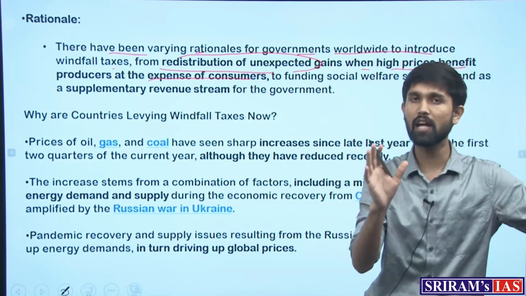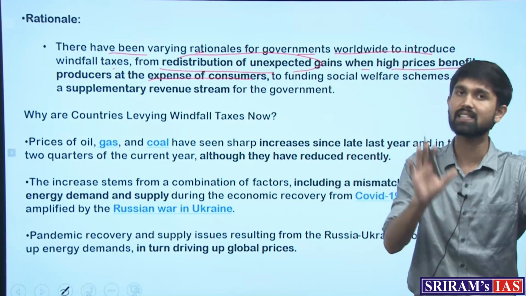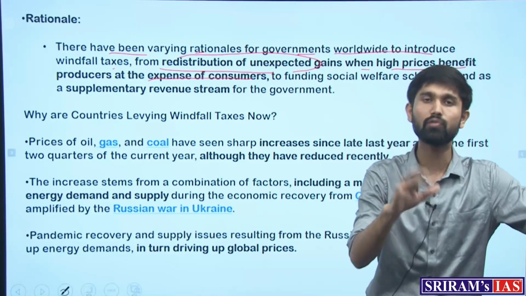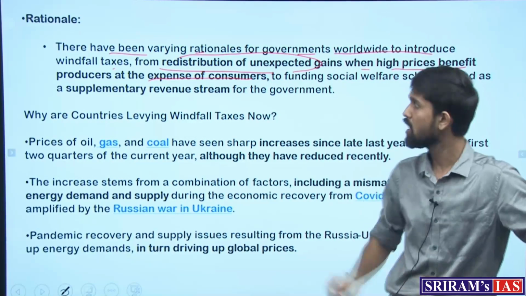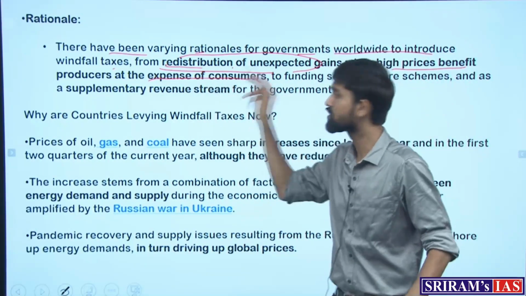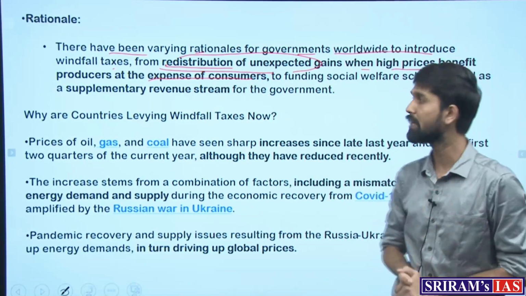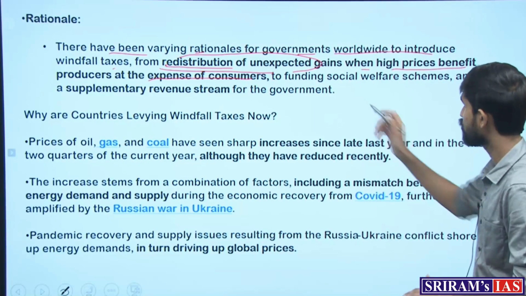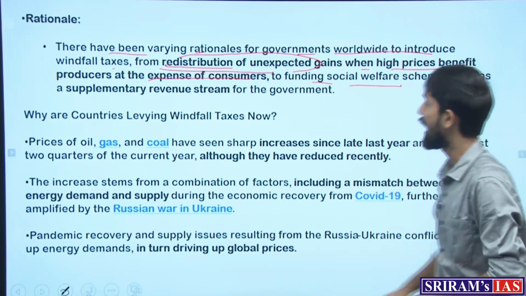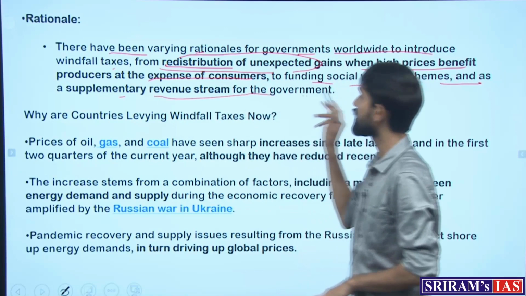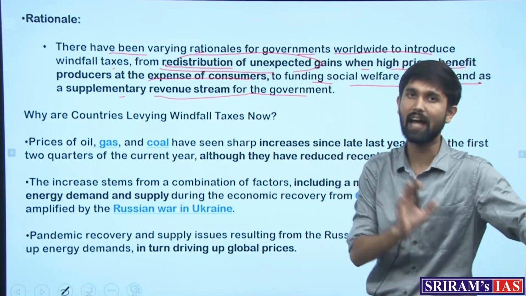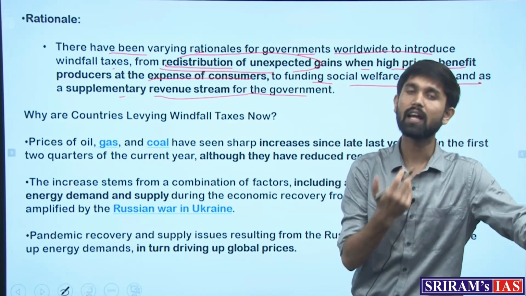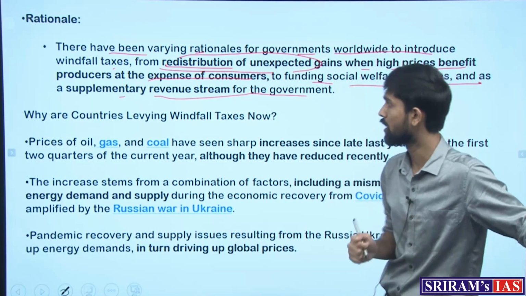So the basic rationale given by the government side is that since you are earning extra profit with no extra effort of yours, this profit can be given to the government, which will then use it for redistribution of this income and ultimately benefit the economy, to fund social welfare schemes and as a supplementary revenue stream for the government. This is the rationale given by the government to charge such a tax, which is over and above the income, for the extra income earned by the firm.